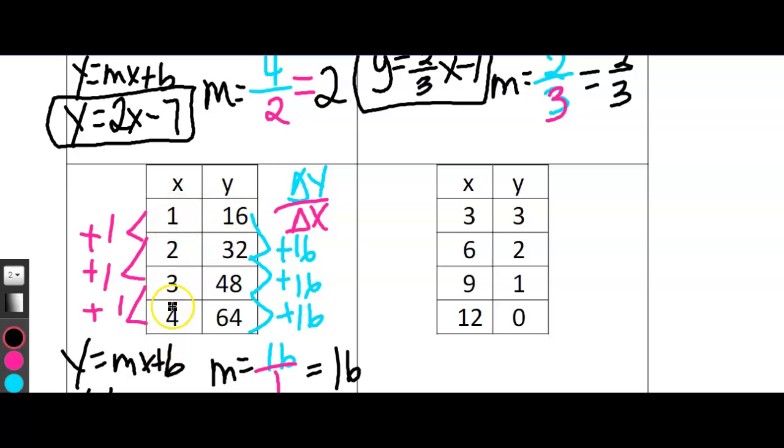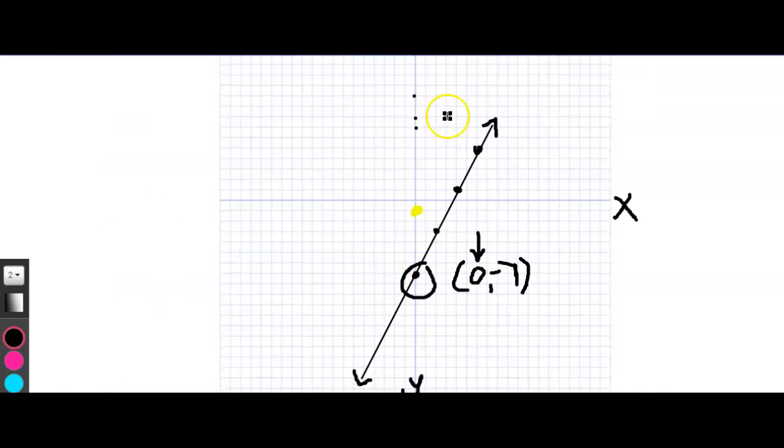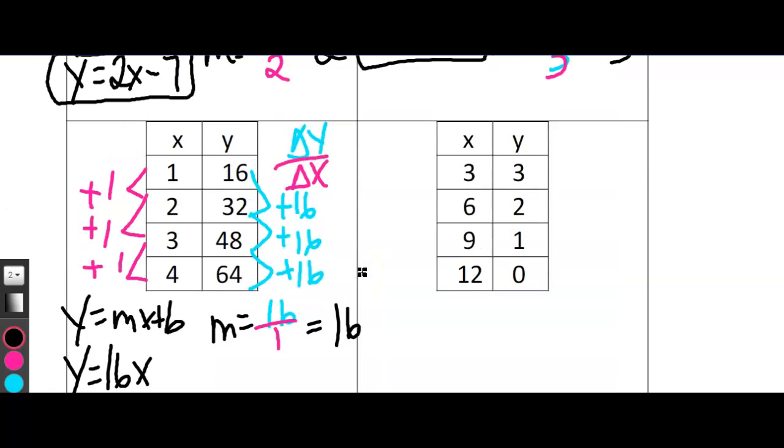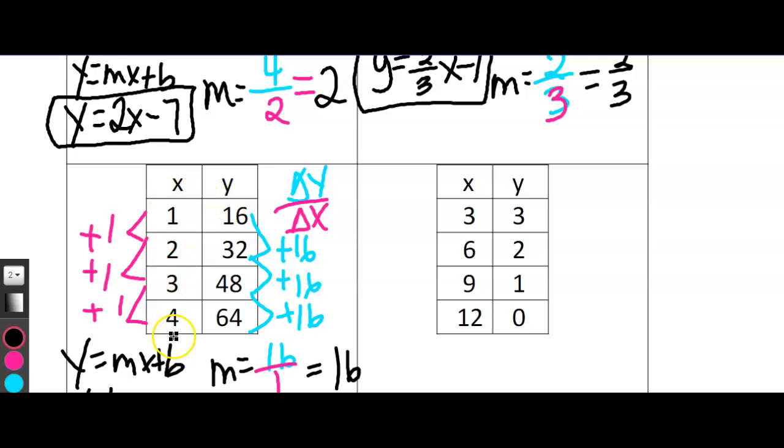But there's no x is 0. So there's always the option to go and graph these numbers just like we did down here. You can graph them and figure out, well, where does it cross the y-axis? Or there's another trick. If x of 0 is not on your graph, you can add it to your graph.